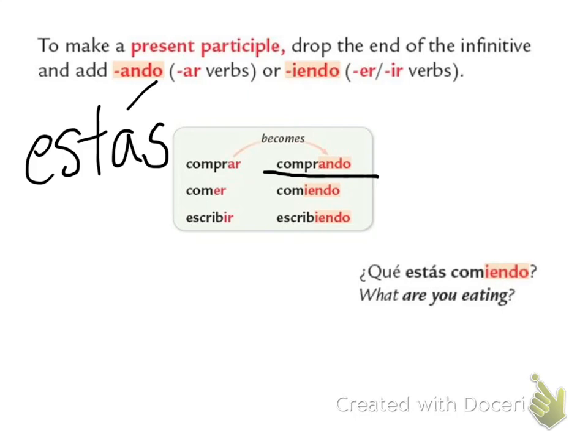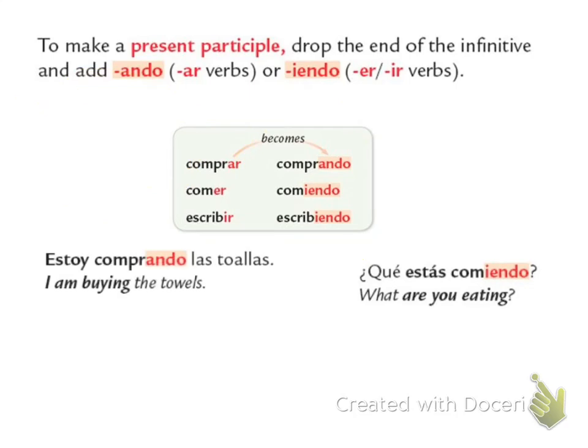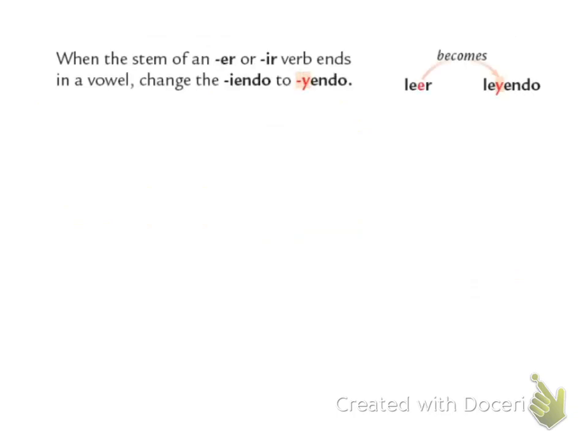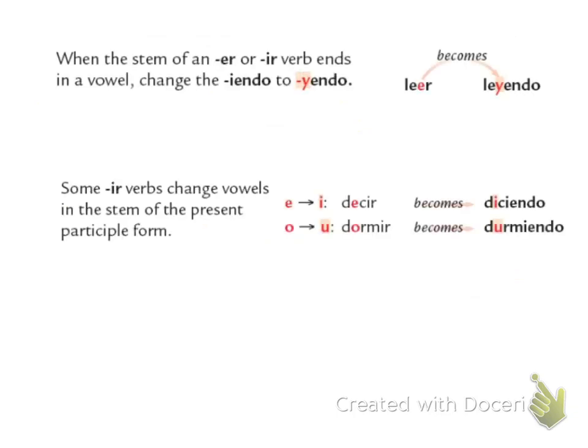The main thing is you don't forget about estar. You have to have the you are part. This part over here takes care of what that person's doing. Walking, talking, eating, writing, buying. Okay? So ondos, endos plus estar, conjugated. There's another example. Estoy comprando. I am buying.